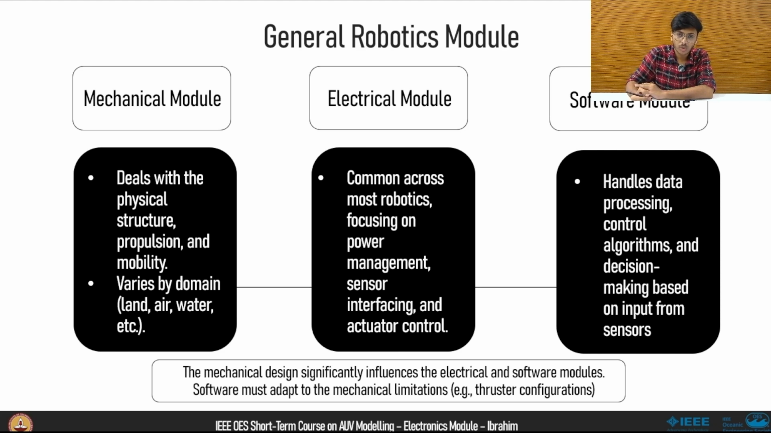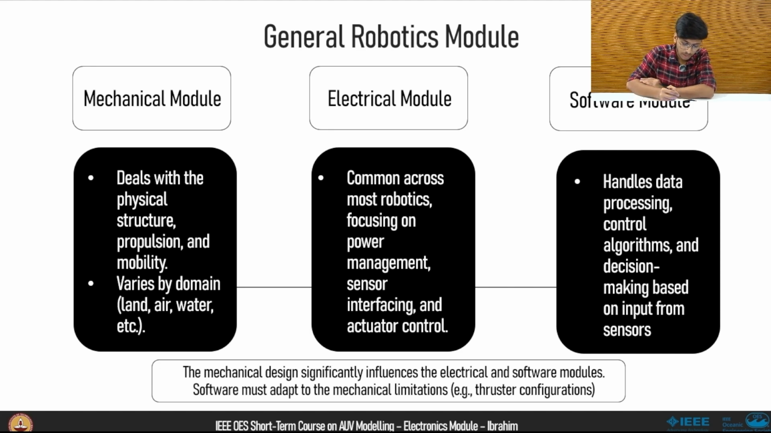Then we have the electrical module. The electrical module mainly comprises the power management, the sensor interface, as well as the actuator command. Then we have the software module. The software module mainly comprises the decision making algorithms and autonomy algorithms that will take the input from sensors, do decision making and process the data, and finally pass the final actuator commands.